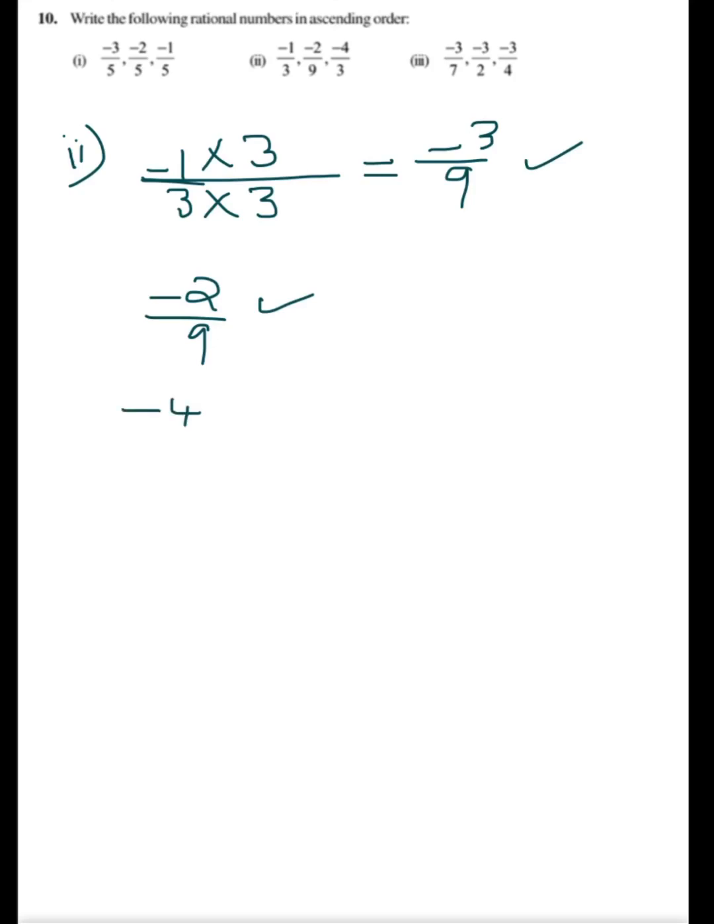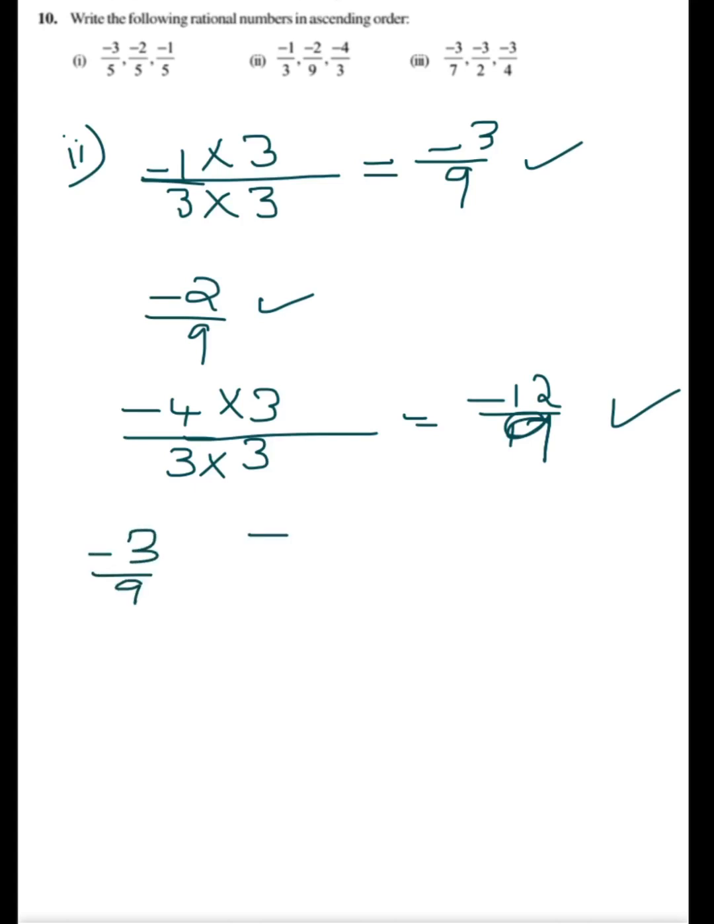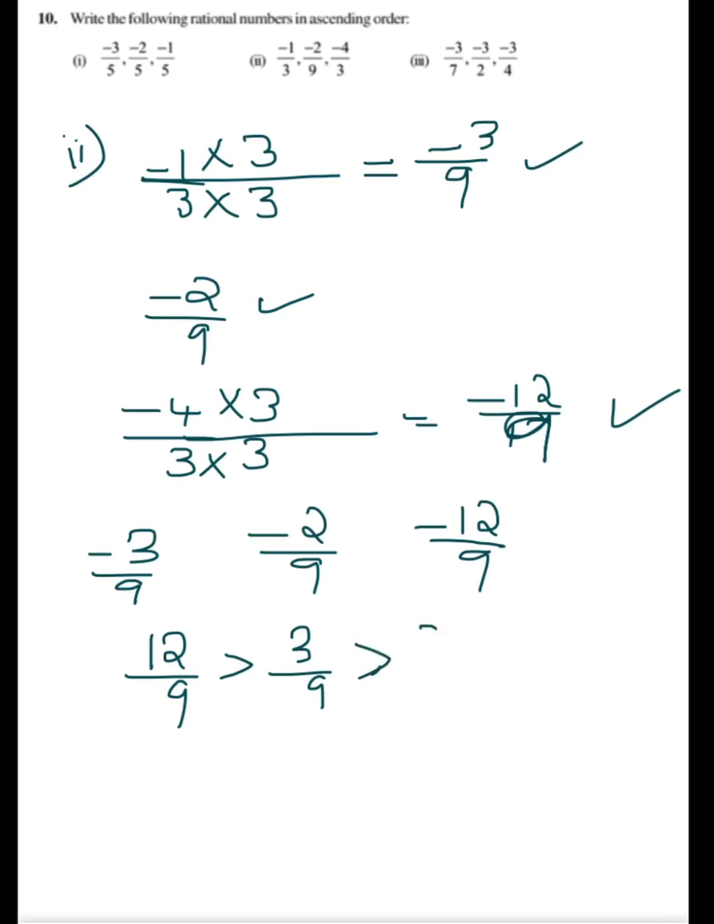And the next number is minus 4 by 3. In order to make its denominator 9, you need to again multiply both by 3. Then you will get minus 12 by 9. So you got minus 3 by 9, minus 2 by 9 and minus 12 by 9. Okay. Now without considering the negative sign, you can see which one will be the greater number. You know that 12 by 9 will be greater, and after that 3 by 9, and after that 2 by 9. Okay, 12 by 9 will be greater.